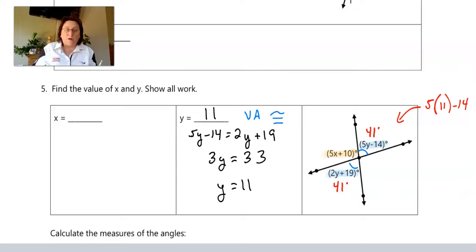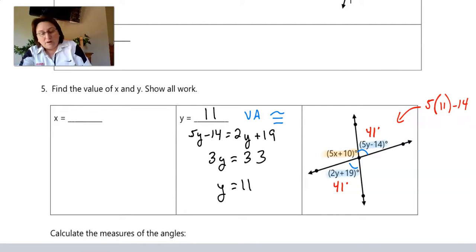Now that I have that information, we can solve for x. So I'm going to ask you guys, this angle that has x in it, what relationship does it have to either of the 41 degree angles? What do you guys think? What is that relationship?